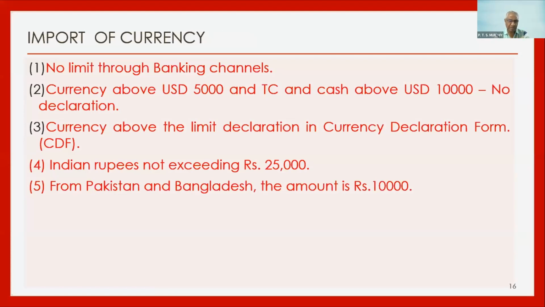If somebody is coming from abroad and remitting through banking channel, there is no limit at all. But if he is bringing physical currency notes up to $5,000 or traveler's checks up to $5,000, total put together $10,000, no declaration is required. If the cash is more than $5,000 or the total including traveler's checks is more than $10,000, he has to submit a currency declaration form. It's called CDF.